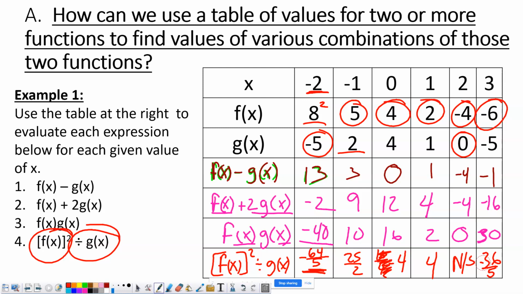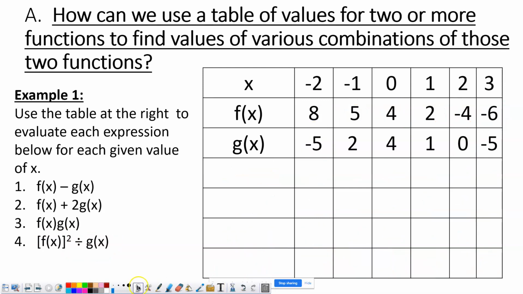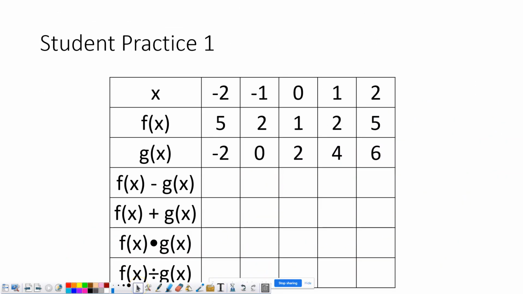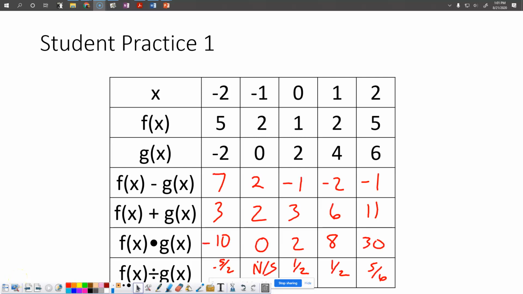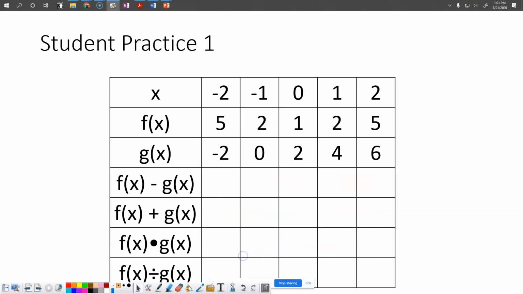So that is combining functions when you're working with tables. So let you guys go ahead and try some of this on your own now. Go ahead and complete this table here. When you unpause the video, you should see the solution. And there's your solution. You might want to pause the video because I'm going to clear it off right now, so if you want to stare at it a little longer. Here we go.